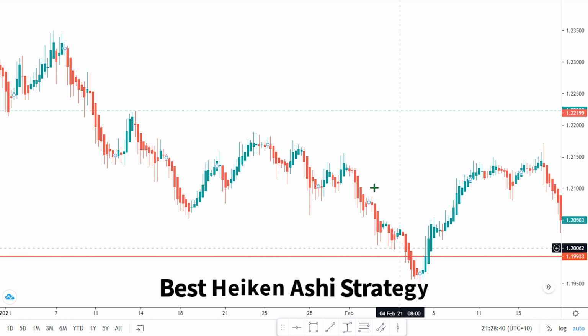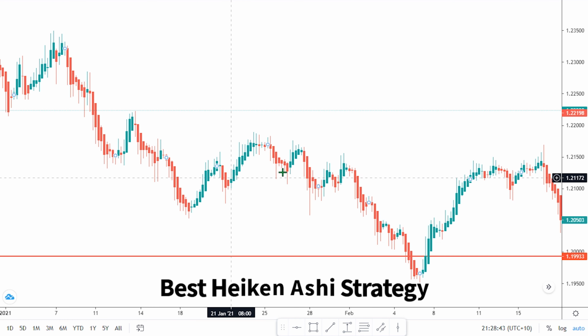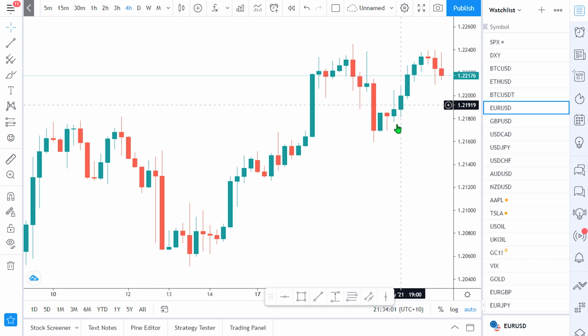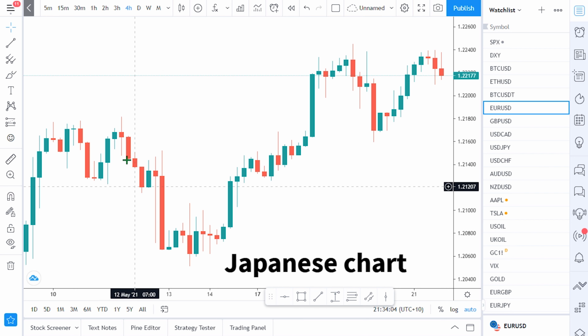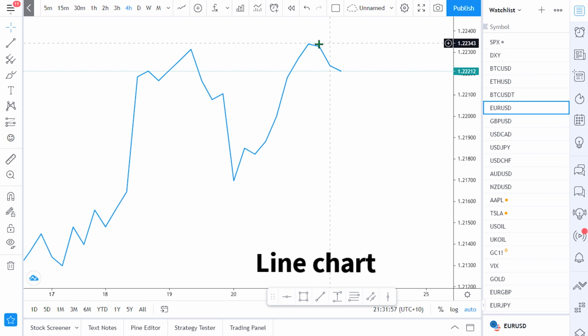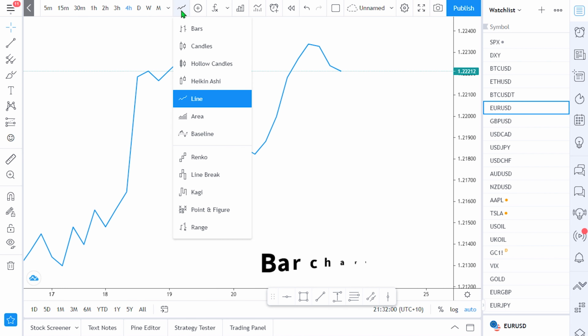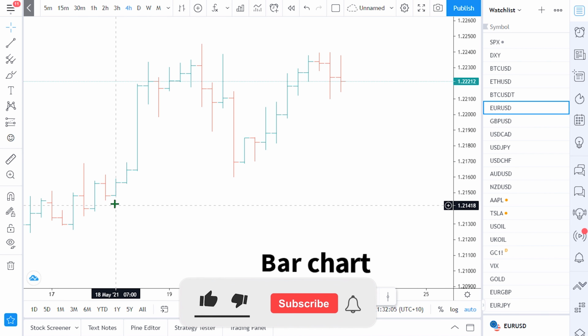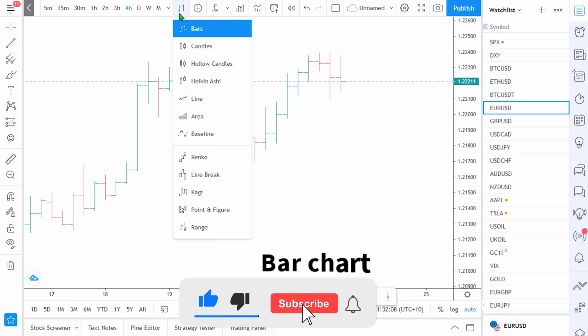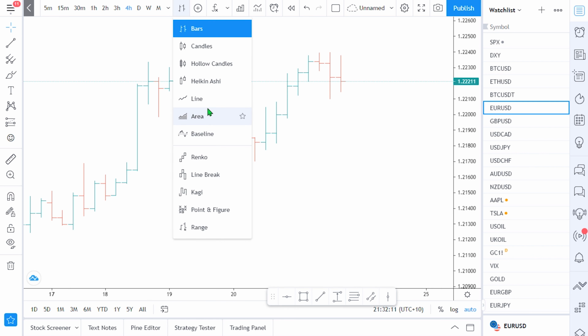I believe you are familiar with the three most popular types of chart, which are the Japanese chart, the line chart, and the bar chart. But do you know there's another type of chart which uses a totally different technique to display price movements? This chart is called the Heiken Ashi.